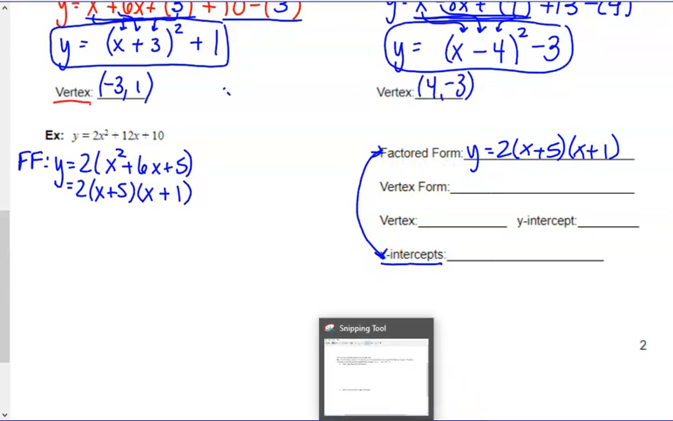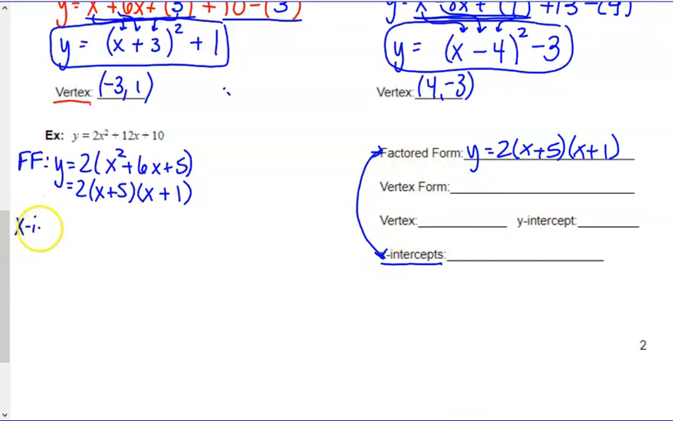Well, what do we need? For our x-intercepts, we let y equal 0. So there's my y value. So I would say, okay, 0 equals 2 times x plus 5 times x plus 1. And this is where we go down the line to figure out what makes this 0, what makes that 0. Now, is 2 ever going to equal 0? The answer is no. That's not going to kick out an x-intercept.